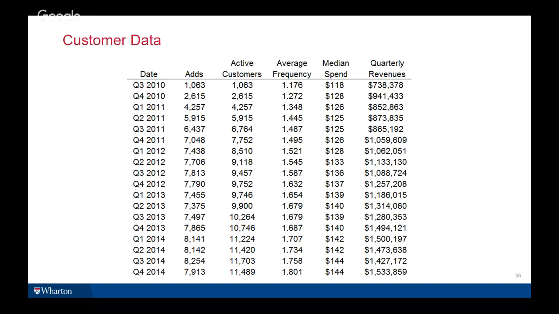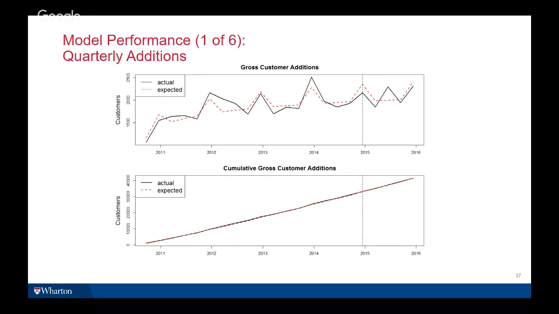And I could see analysts looking at a data set like this and saying, that's interesting. I could see this as being very useful information. So let's see how well we validate. I'm going to go process by process. So let's start with the acquisition process.